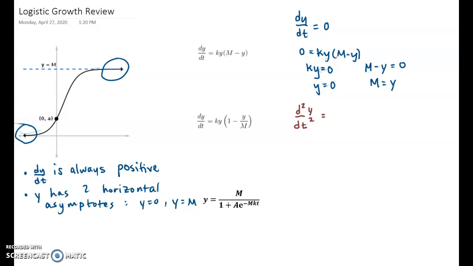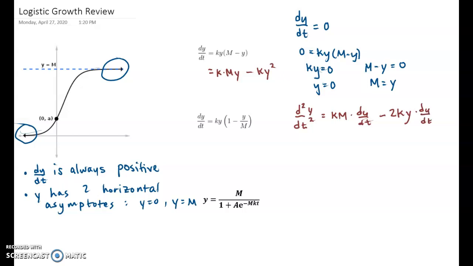So we're going to take a second derivative, and we're going to do that implicitly. But before we do, it's actually easier to take the second derivative if we distribute here. So if we have k times m times y minus k times y squared. Now when we take the derivative here, k and m are constants, so that derivative is k m times dy/dt minus 2k times y to the 1 power times dy/dt.